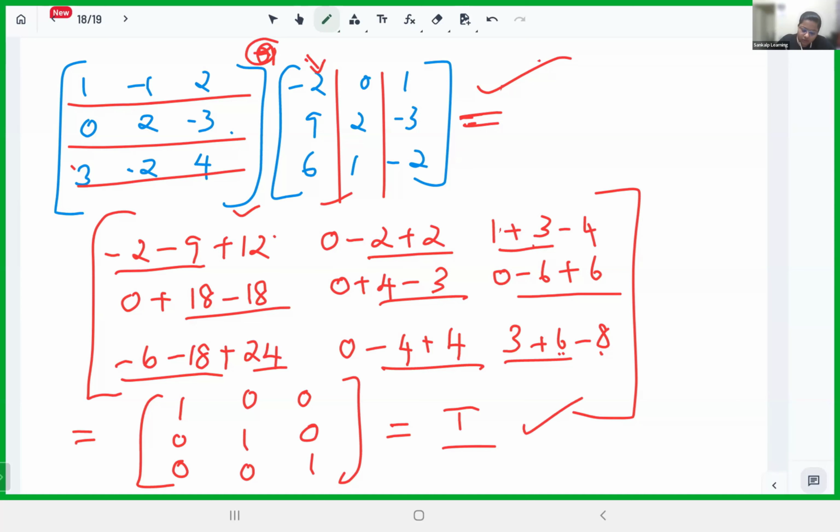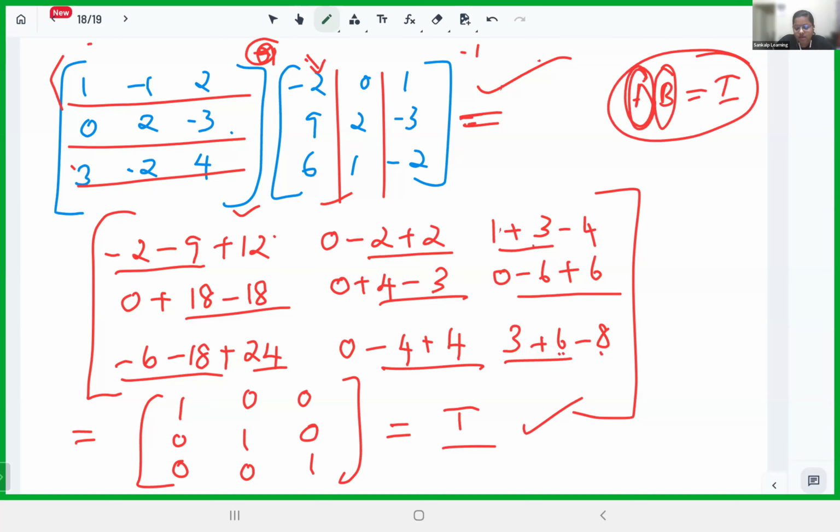Similarly, the inverse of this matrix is this matrix, right? We can say that they are inverses of each other. That is, if matrix A into B is equal to the identity matrix, we can say that B is the inverse of A and also A is the inverse of B. Similarly, we can say that this matrix is the inverse of the first matrix.